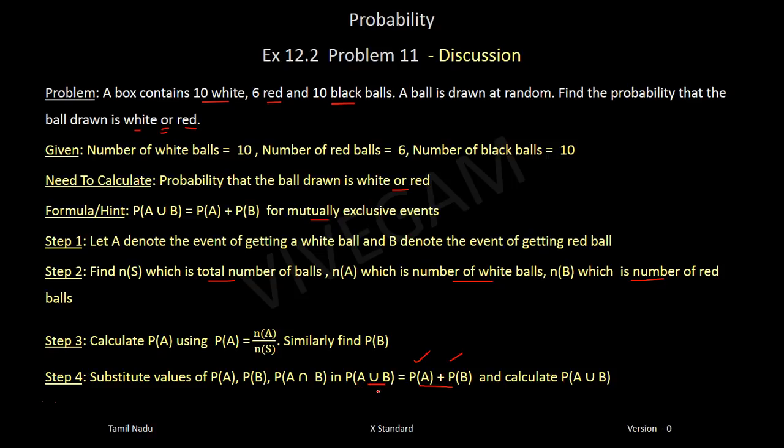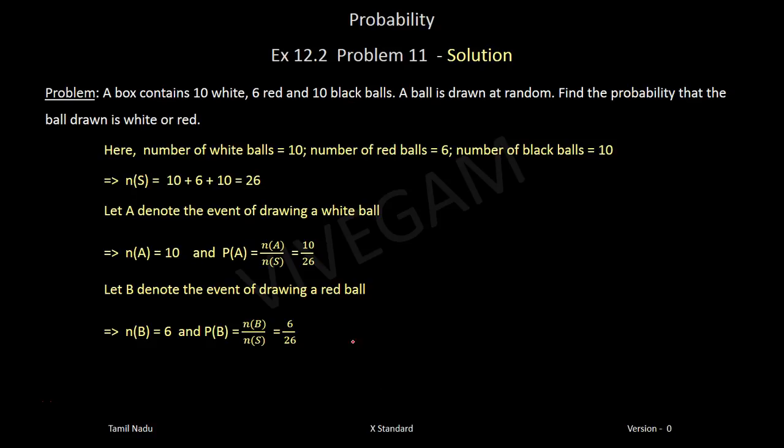What is this? Probability of A union B is the probability of drawing a white ball or a red ball. Union means or, intersection means and. A or B is what we are asked: probability of drawing a white or red ball. So this is the formula, and we know P of A and P of B. Substitute that and simplify, and you will be able to get probability of A union B. Now let's go to the solution. The number of white balls is 10, the number of red balls is 6 and the number of black balls is 10. Total number of balls is 10 plus 6 plus 10, that is 26.